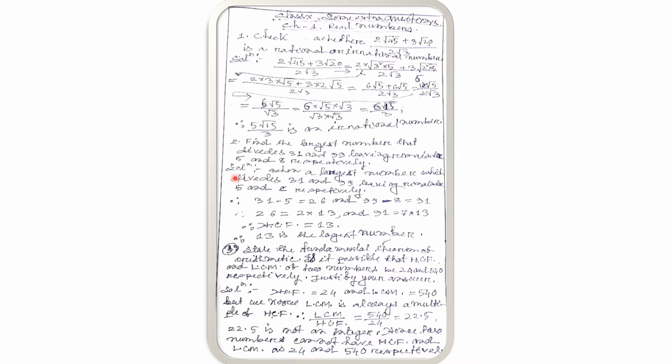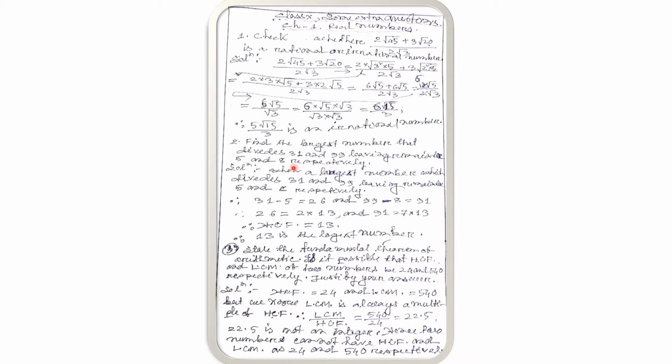Now, come to question number 2. In question number 2, find the biggest number, the largest number that divides 31 and 99, leaving remainder 5 and 8 respectively. Generally, when you are asked to find the largest number, then you should find HCF.